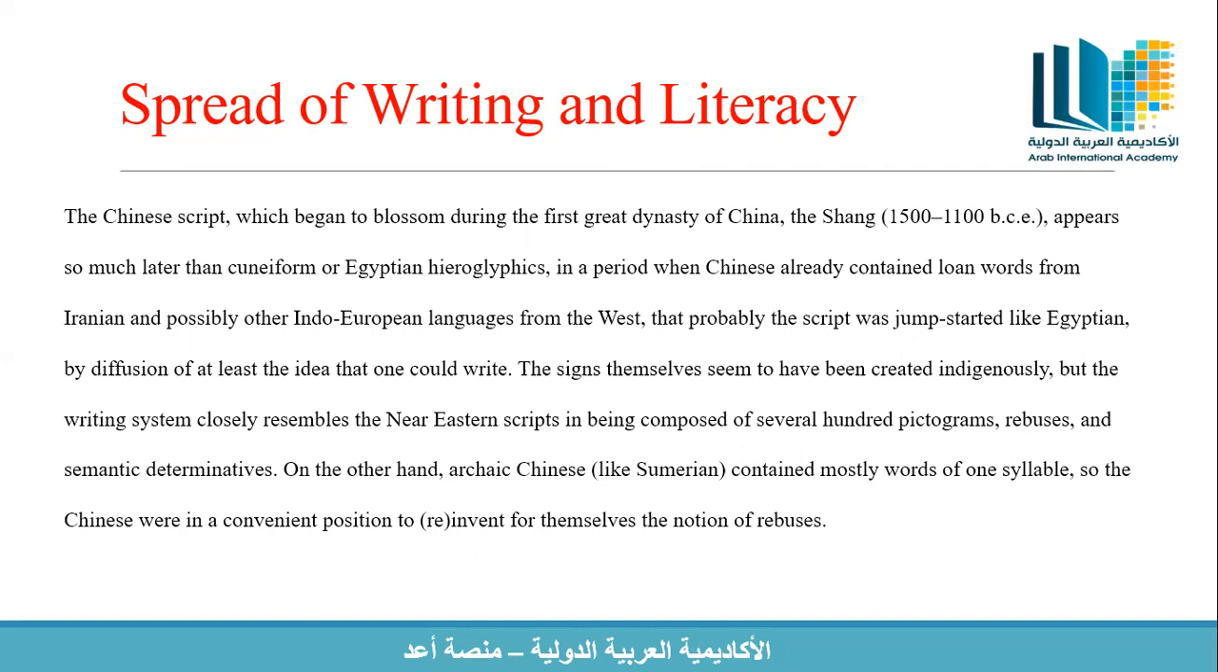So the signs themselves seem to have been created indigenously, but the writing system closely resembles the Near Eastern scripts in being composed of several hundred pictograms, rebuses, and semantic determinatives. On the other hand, archaic Chinese, like Sumerian, contained mostly words of one syllable, so the Chinese were in a convenient position to reinvent for themselves the notion of rebuses.